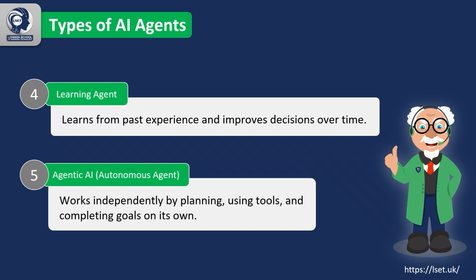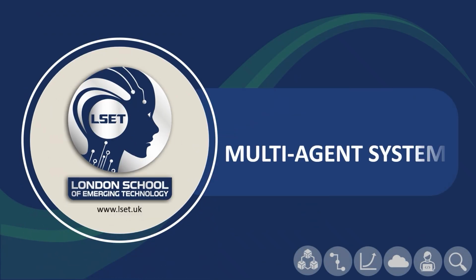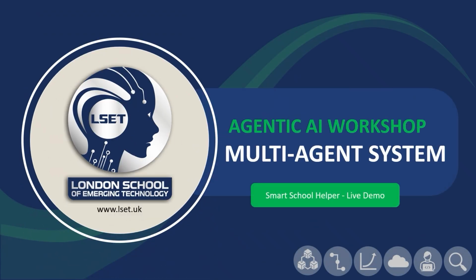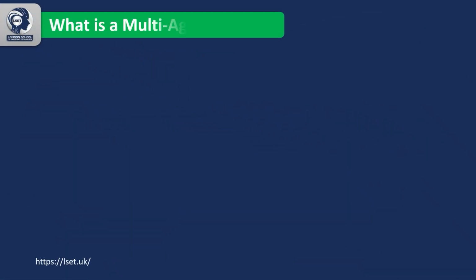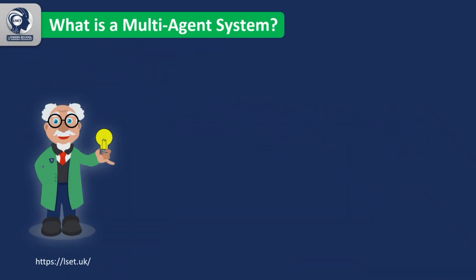So far, we have focused on individual agents. Now, let us move to something more powerful, a multi-agent system. In a multi-agent system, several AI agents work together, each with a specific role to solve a problem or achieve a goal. To help you understand this better, we will look at a smart school helper example through a live style demonstration. This will show how multiple agents collaborate, communicate, and make decisions together.